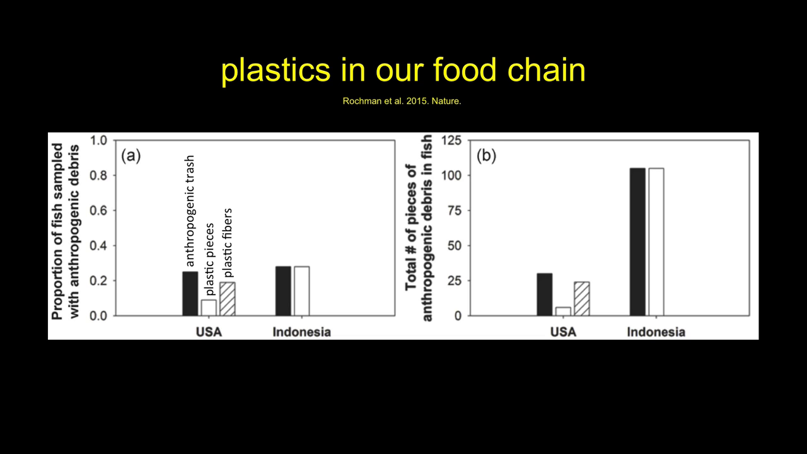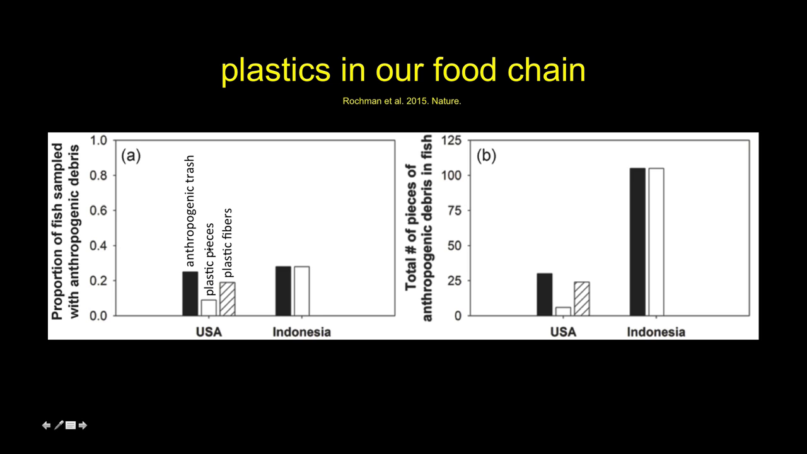They took the fish back to the lab, cut them open, took their guts out, just like I showed you with that rainbow runner, and just said, hey, do these guys have any plastics in them? And this is what we see. This is pieces of trash. And then this is pieces of plastic.